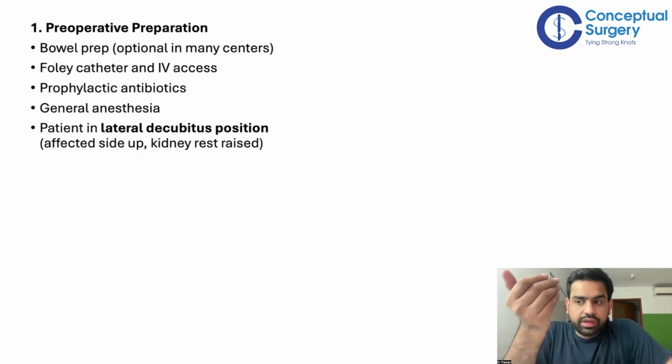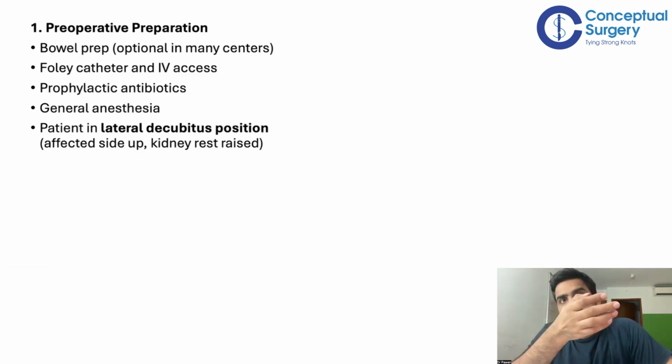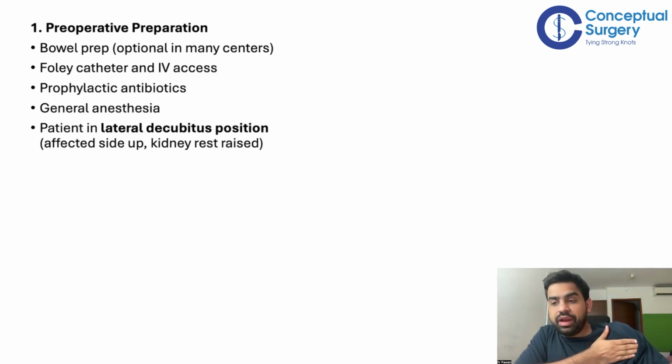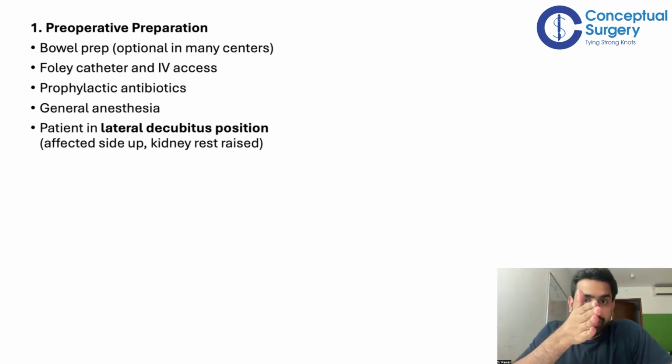For a laparoscopic nephrectomy, the anesthesia you prefer is general anesthesia, and you have to place the patient in the lateral decubitus position. For example, if you want to operate on my right side kidney, my right side has to be up. If you want to operate on my left side kidney, my left side has to be up. The affected side has to be up and the kidney rest is raised.